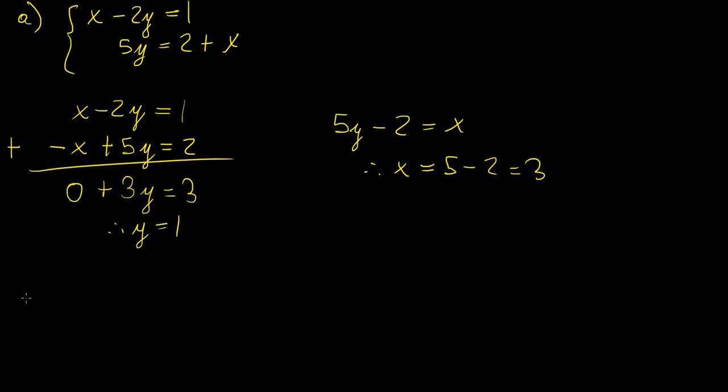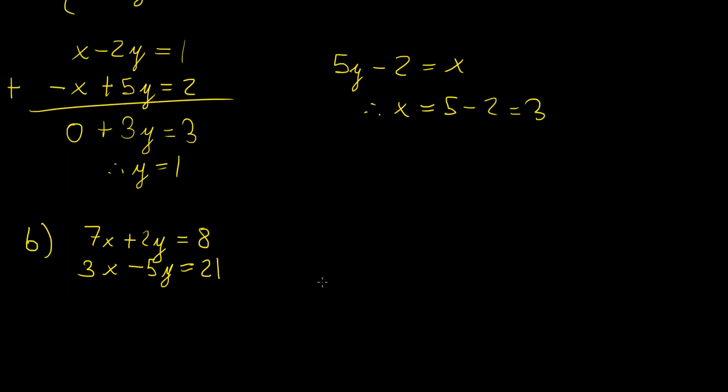Now let's do some more examples with these ones. So for question B, we're going to have 7x plus 2y equals 8. And then 3x minus 5y is going to be equal to 21. Now this one is a little bit trickier because, as you can see, there's really no way that we can get rid of anything by just adding or subtracting. We actually have to manipulate these equations in such a way that we eliminate one of the variables.